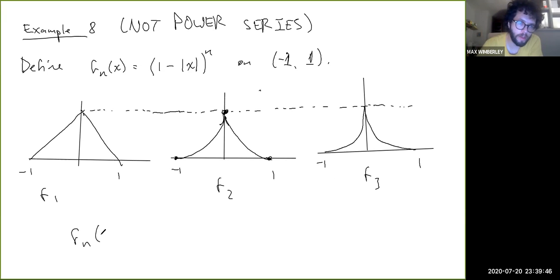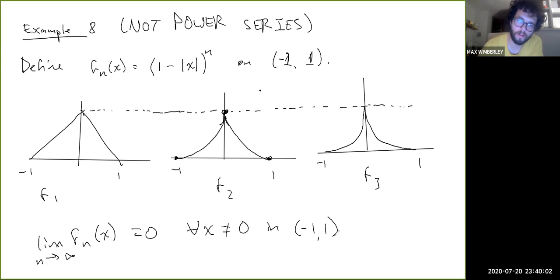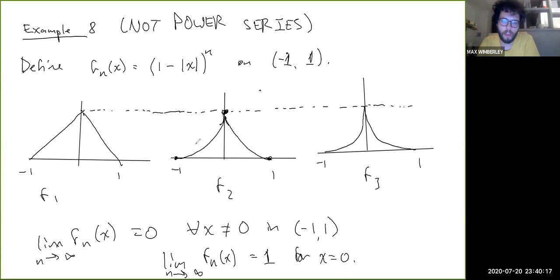So the limit as n approaches infinity of fn of x is 0 for all x not equal to 0 in -1, 1. But the limit as n approaches infinity of fn of x equals 1 for x equals 0. Okay?